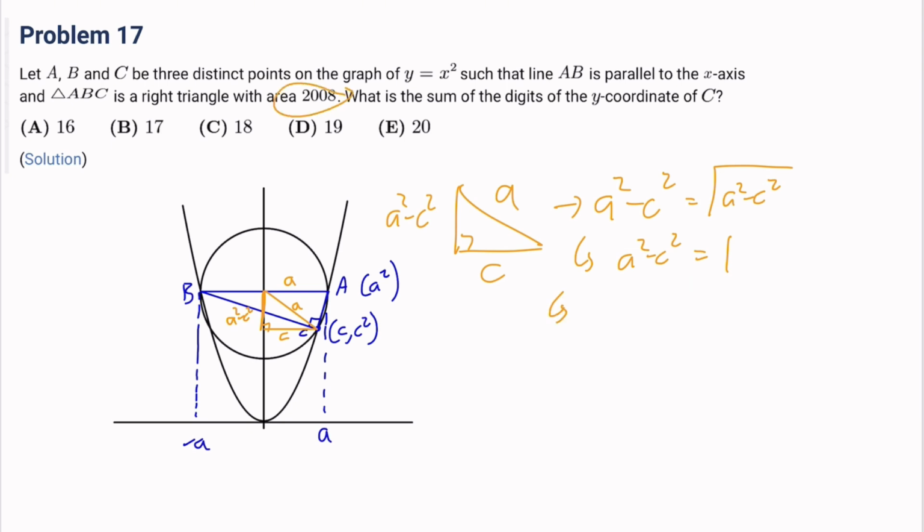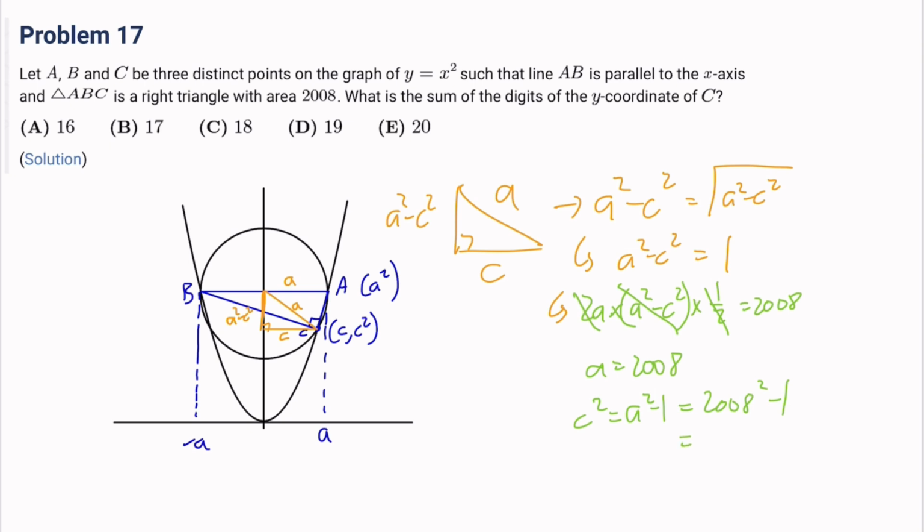And then here, since the area is 2008, we know that 2a times the root of a squared minus C squared times 1/2 is the area of the triangle. That's 2008, right? Since the root is 1 and these cancel, that means A equals 2008. Since a equals 2008, if we put that in here, c squared equals a squared minus 1, which is 2008 squared minus 1, right?